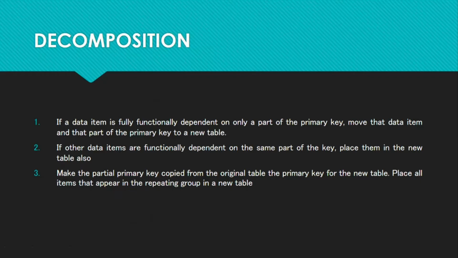Let's implement this point in the Excel sheet where we have written our data. The second point is, if other data items are functionally dependent on the same part of the key, place them in the new table also. Make the partial primary key copied from the original table the primary key for the new table, and place all the items that appear in the repeating group in the new table. So let's see that in the Excel sheet, and how we can do that. Okay, let's move on to the Excel sheet now.